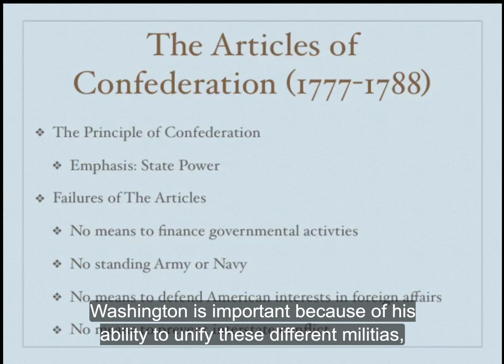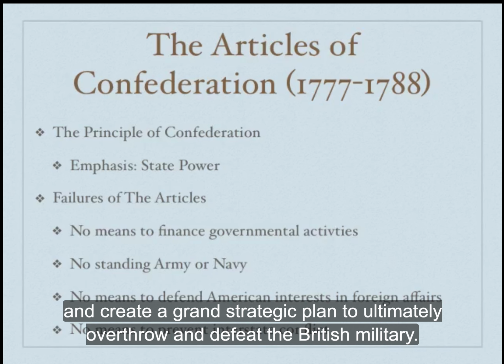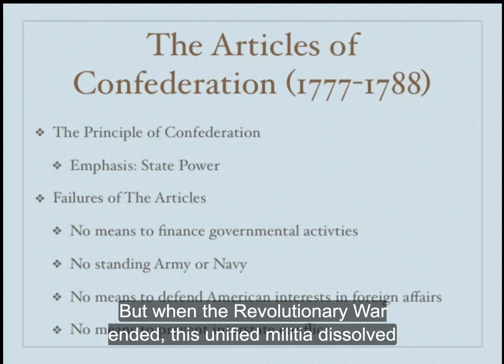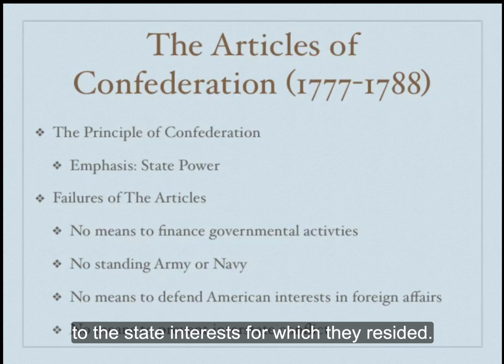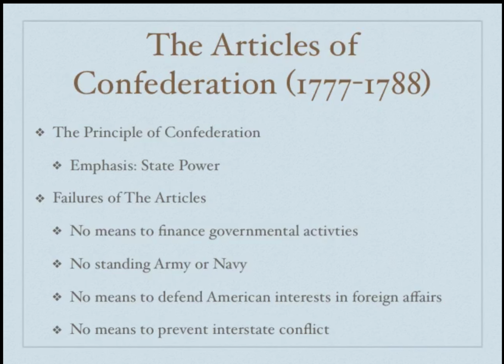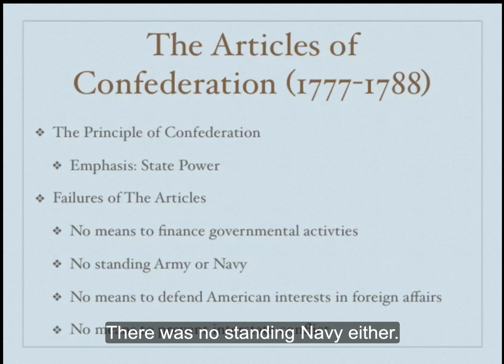Washington is important because of his ability to unify these different militias and create a grand strategic plan to ultimately overthrow and defeat the British military. But when the Revolutionary War ended, this unified militia dissolved, and each militia retracted to their individual states and remained loyal almost exclusively to the state interests of where they resided. There was no standing navy either.